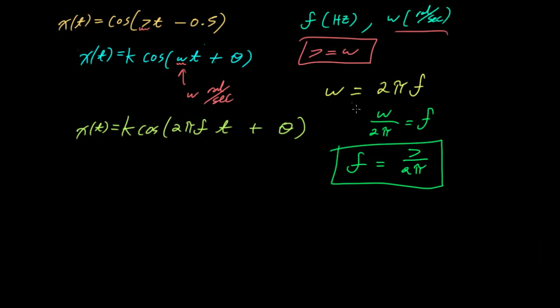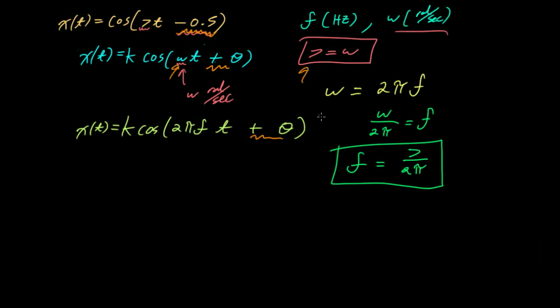You can plug this into the calculator and figure out what 7 over 2 pi actually is. But that's all we had to figure out. And notice we didn't use any of the phase information. We didn't use the phase at all. If I have some phase shift in a cosine, it doesn't affect what my frequency is. So notice that minus 0.5 didn't matter at all.